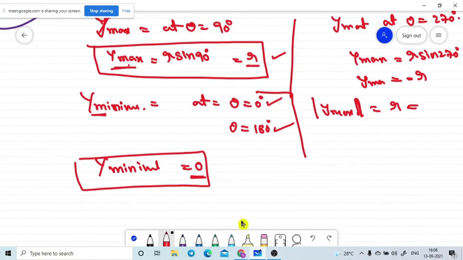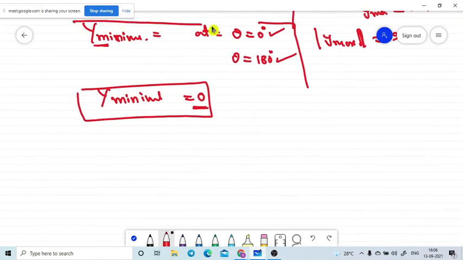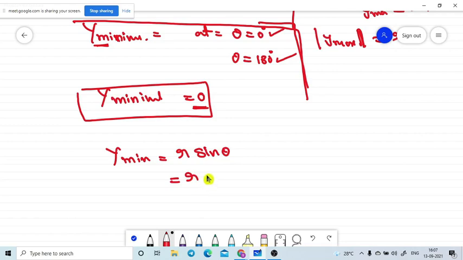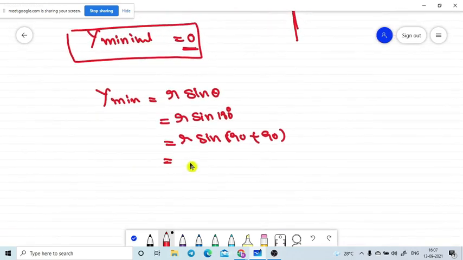No. Let me do that. Your trigonometric rules, you are not recalling trigonometry accurately. So y minimum, what is the formula? r into sine of theta. You are telling that instead of theta we need to put 180 degrees. 180 degrees means r of sine of 90 plus 90. Sine of 90 plus 90 is equal to cos 90. So that is equal to r cos 90. Cos 90 is equal to 0. 0 only. Yes, sir. Okay, 0 only. So that is the case.